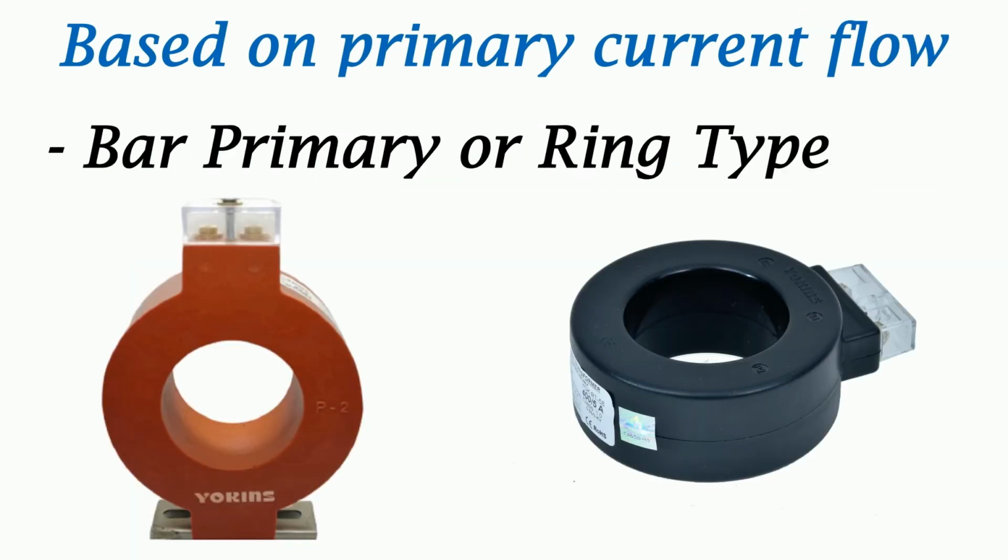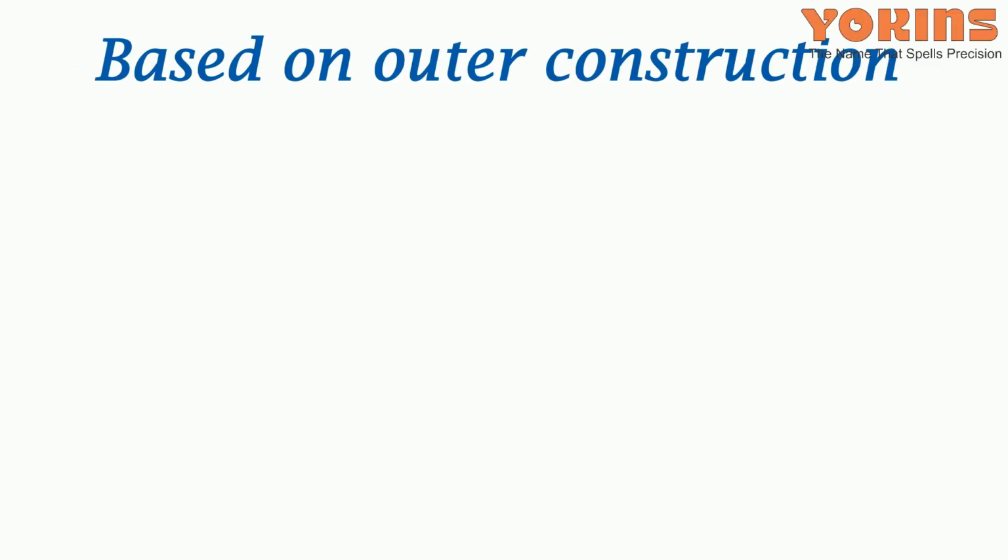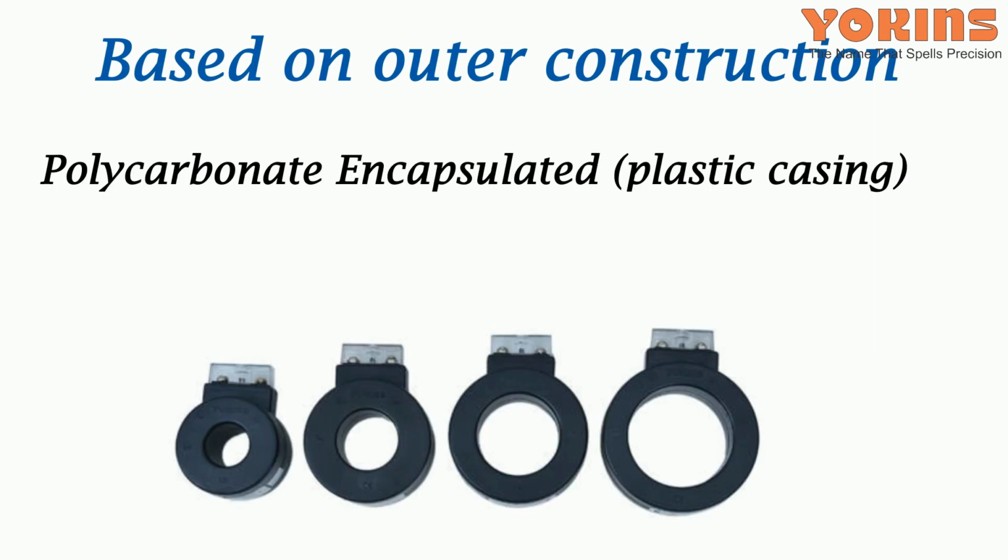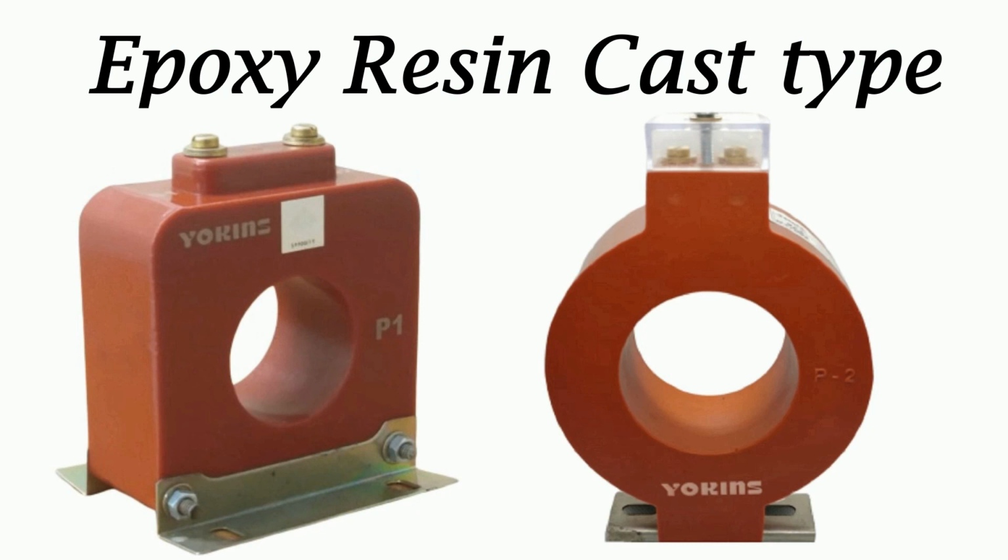Bar primary or ring type. It's a window toroidal type CT. It has no primary winding but instead has an opening in the core through which the conductor carrying the primary load current is passed. It can also be divided on the basis of outer construction: polycarbonate encapsulated, epoxy resin cast type, tape wound.